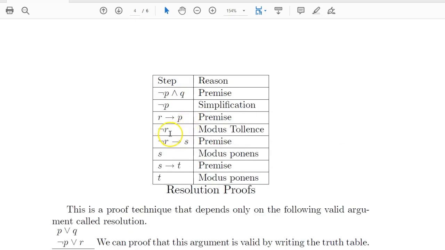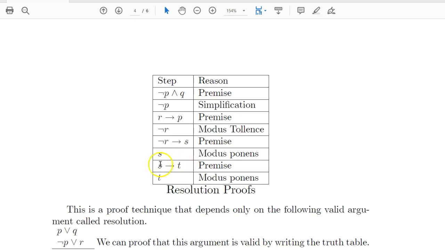Now we use this premise: if not R, then S. This premise and the previous true proposition, apply modus ponens. The conclusion is S is true.